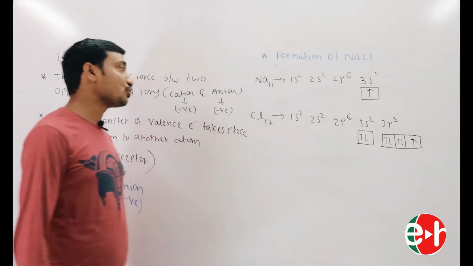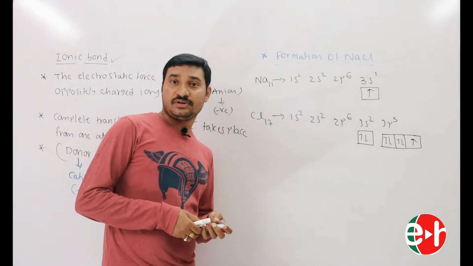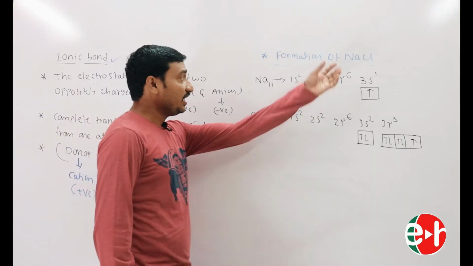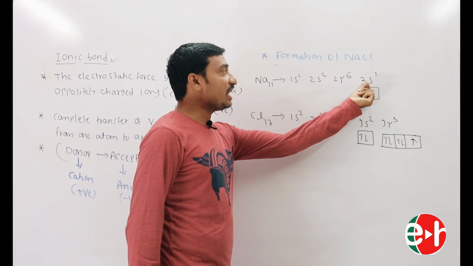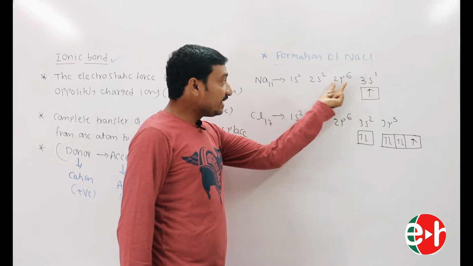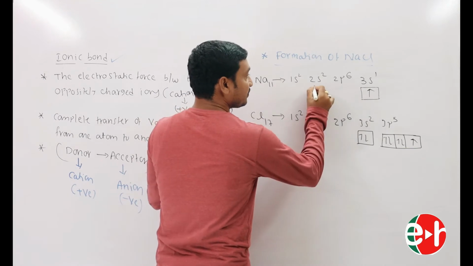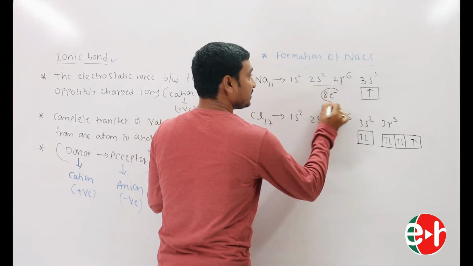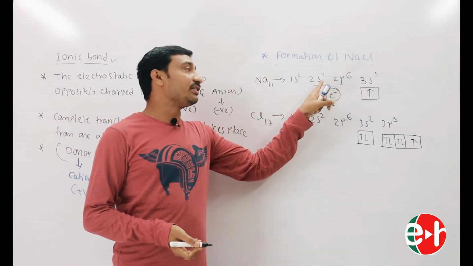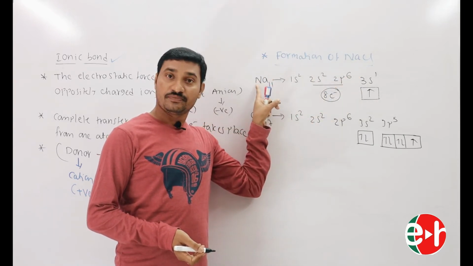Observe sodium and chlorine. When sodium gets stability, that means when it gets octet configuration. This is the outermost shell. In the outermost shell, there is 1 electron present. In the inner shell, there are 8 electrons present. If it loses one electron, then it will get octet configuration. With 8 electrons in the valency shell, it will be stable.